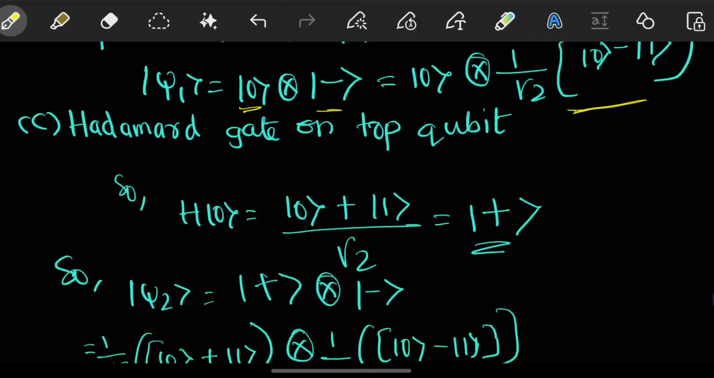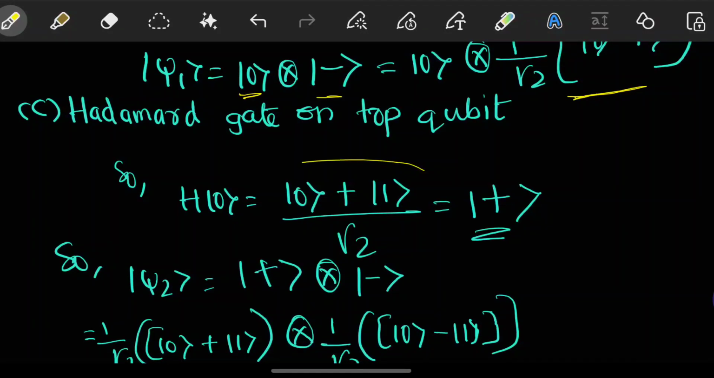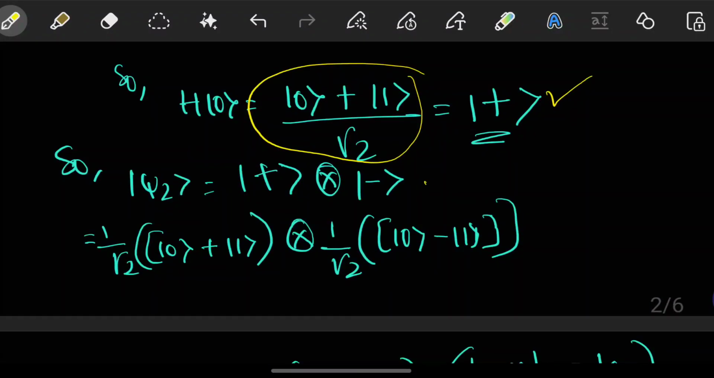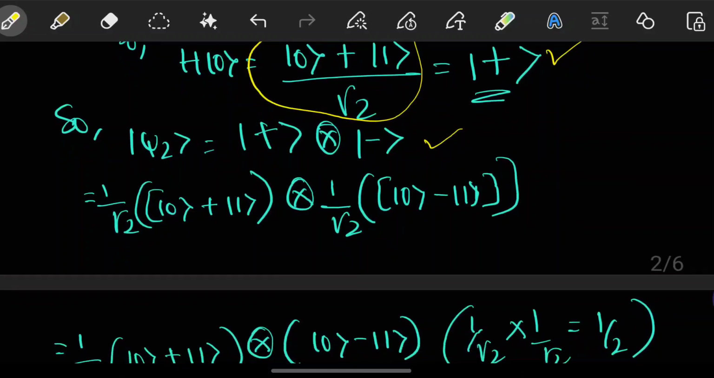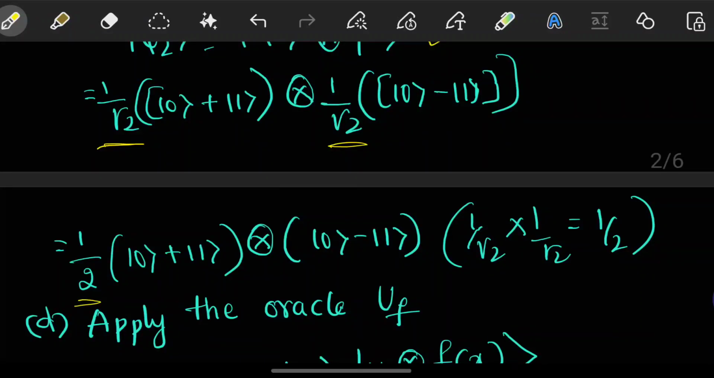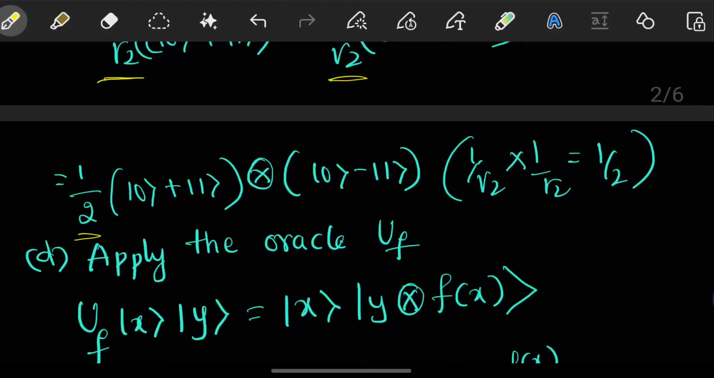Now you apply H on the top qubit: (ket 0 plus ket 1)/root 2, which you can write as ket plus. So at ket psi 2, you end up with ket plus tensor product with ket minus. If you do the multiplication, 1/root 2 times 1/root 2 is 1/2, and this remains the same.